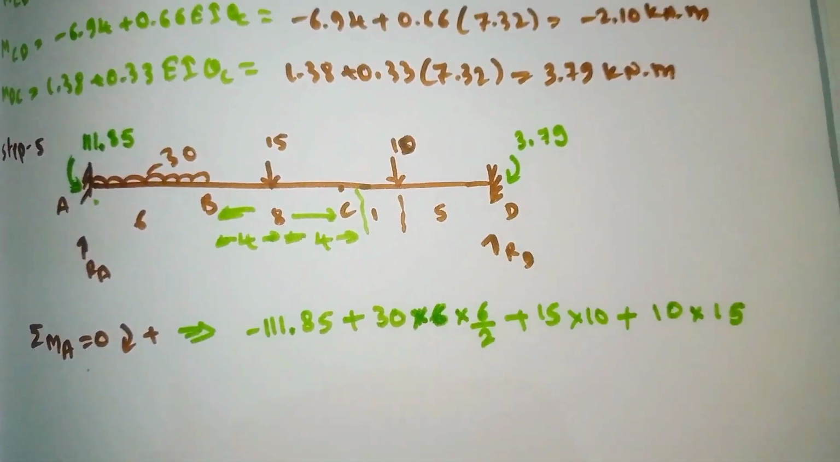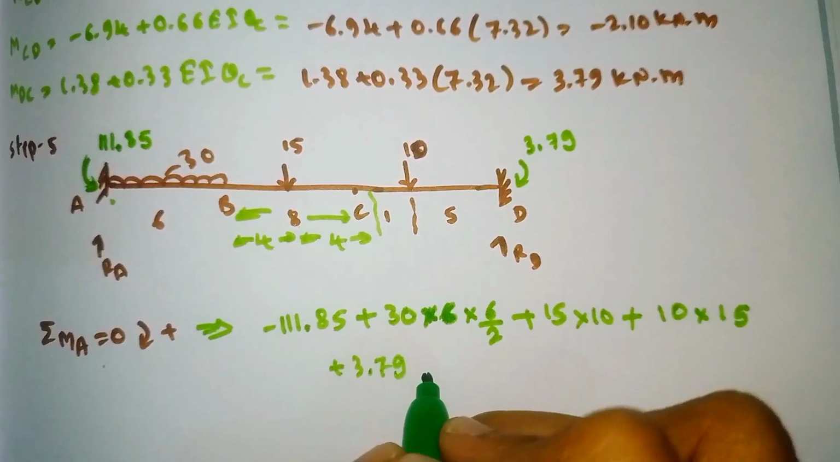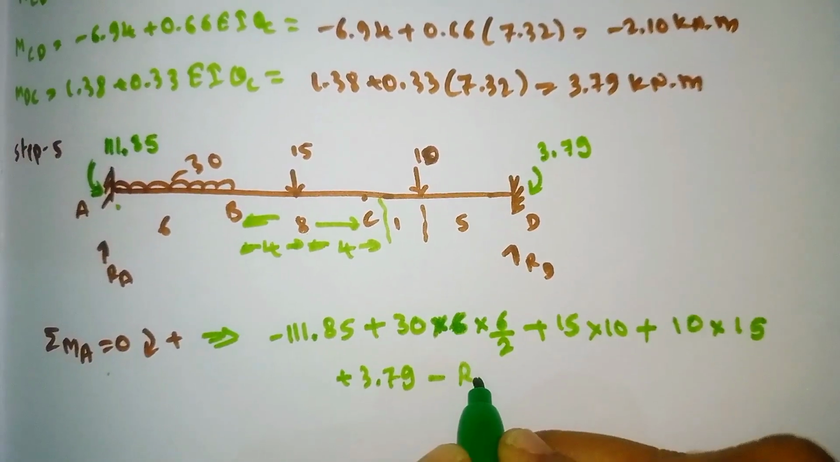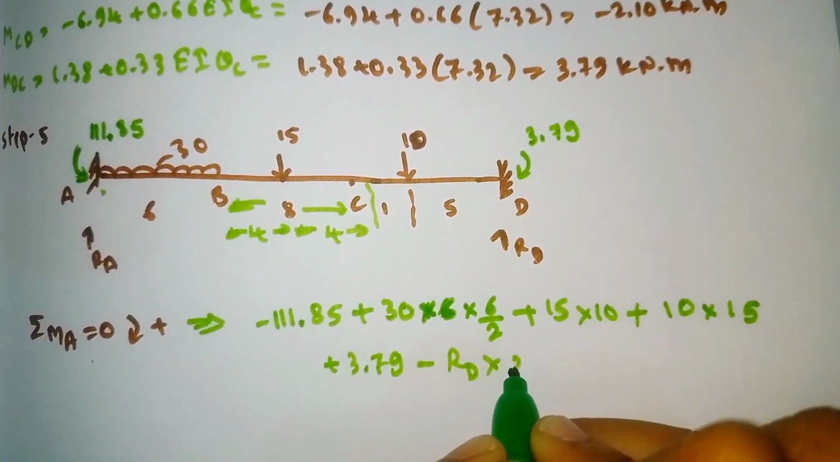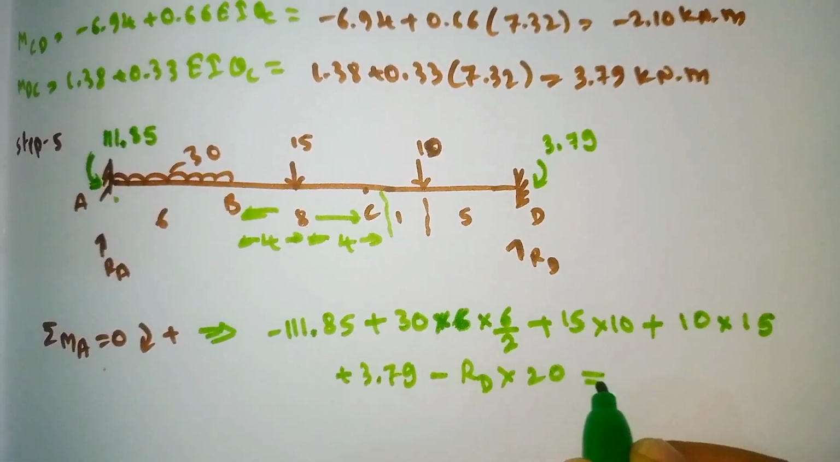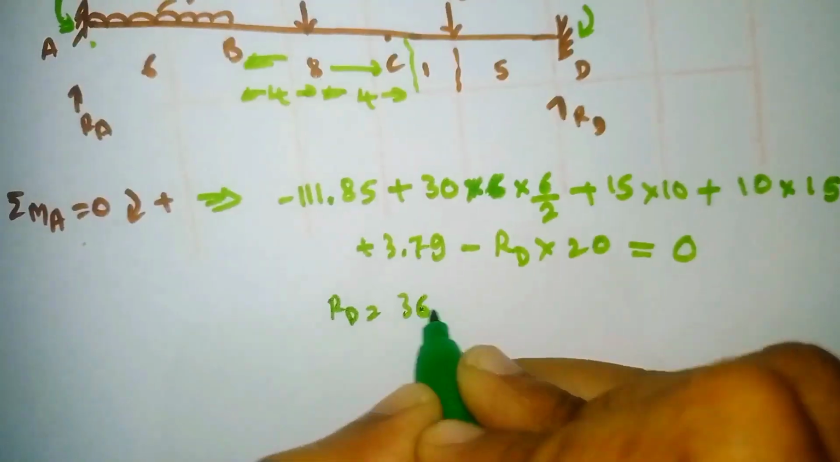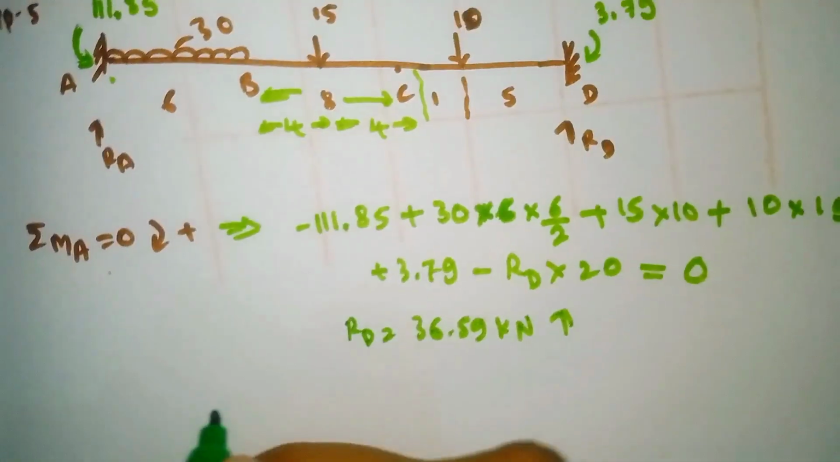So here it is acting clockwise, which means positive 3.79. So minus RD is anticlockwise. RD into, from here to here the total distance is 20, so the summation of moments is equal to 0. Now calculate this, it will come out as 36.59 kilonewton. It is positive, it means upward.